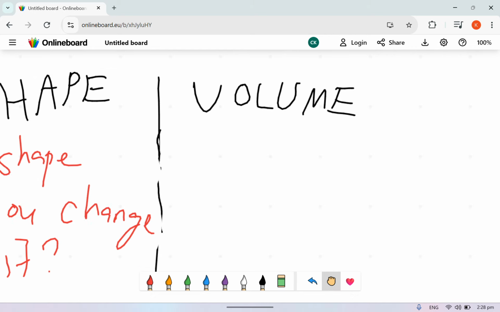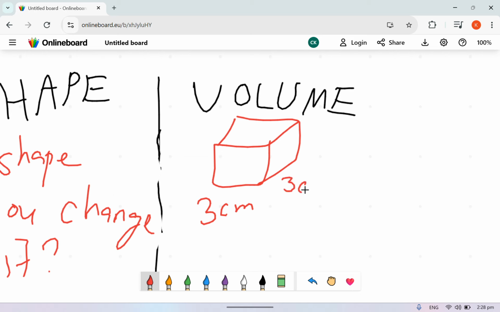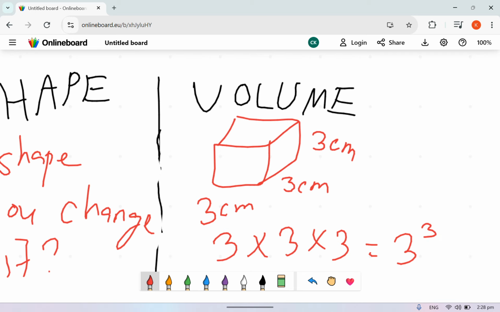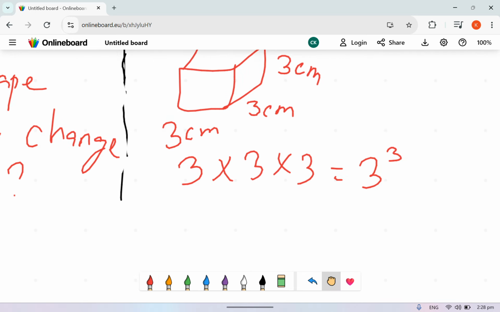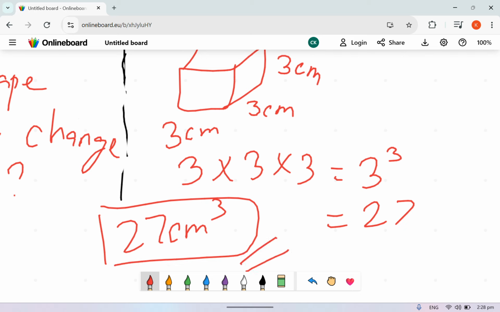Now, let's talk about volume. Okay, if I give you a cube which measures 3 cm by 3 cm by 3 cm. Okay? What is the volume of this cube? If you know your math, it should be quite easy. 3 times 3 times 3, which is basically just 3 cubed. And that's literally why they call it cube. 27. So your answer will be 27 cubic centimeters. Right? Okay. So this is basically a volume.